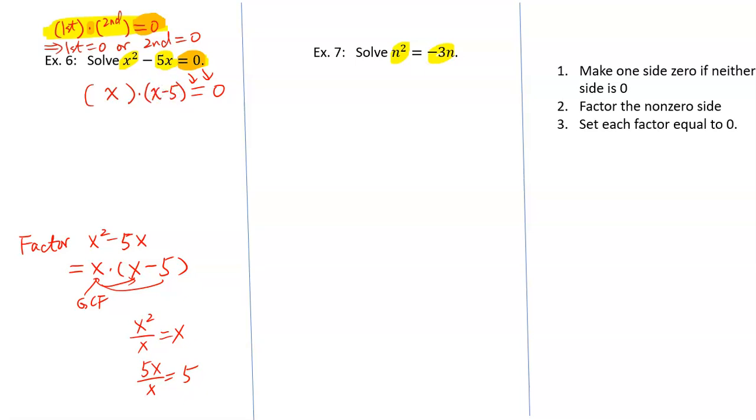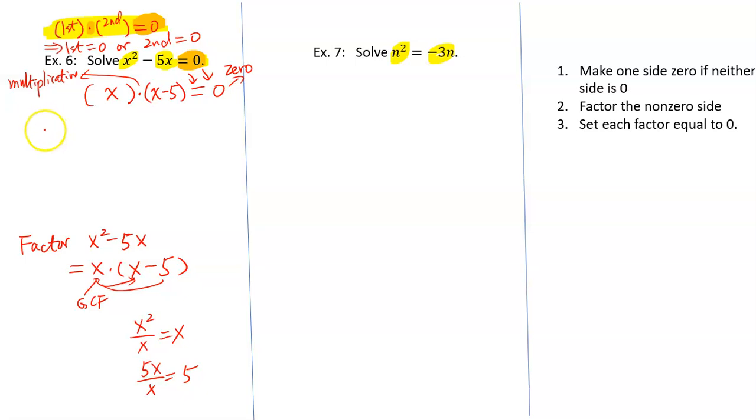Okay, now we have the format needed in the observation. Left-hand side, multiplication. We need the multiplication on one side, and we need a 0 on the other side. We got both now. See, times here, 0 on the right side. So now let's apply the observation. If we multiply two numbers, one of them is x, the other is x minus 5, and if we multiply them, we get 0.